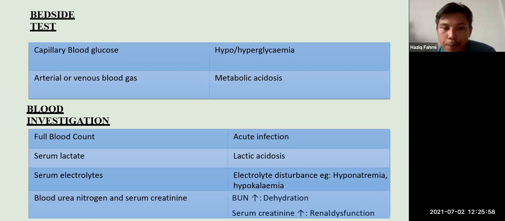risk of mortality. And then serum electrolyte to rule out electrolyte imbalance, for example, hyponatremia, hypokalemia, which may accompany disease process associated with sepsis and septic shock. And then we have blood urea nitrogen and serum creatinine. Increase in blood urea nitrogen may suggest dehydration, and to rule out also renal dysfunction, evidenced by serum creatinine increase.